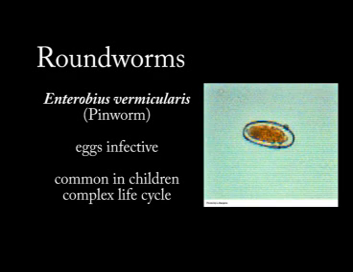One of the most common types of roundworm infections is Enterobius vermicularis. This is the causative agent of pinworm infection. Eggs are the infective form. This is most common in young children, and the pinworm has a very complex life cycle.